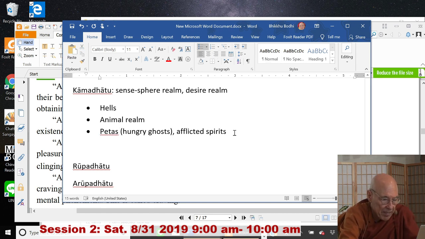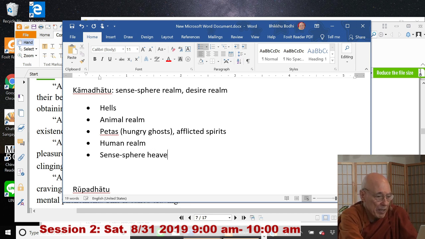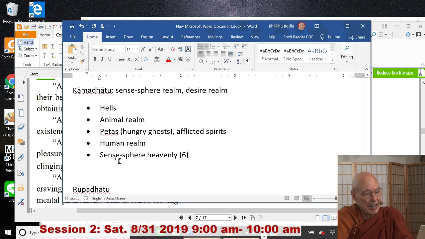But then we come to the happier realms. So we have the human realm, and then we have various sense sphere heavenly realms. So there are 6 of these. We don't have to go into them individually. So we have these 5 types of existence within the sense sphere realm.